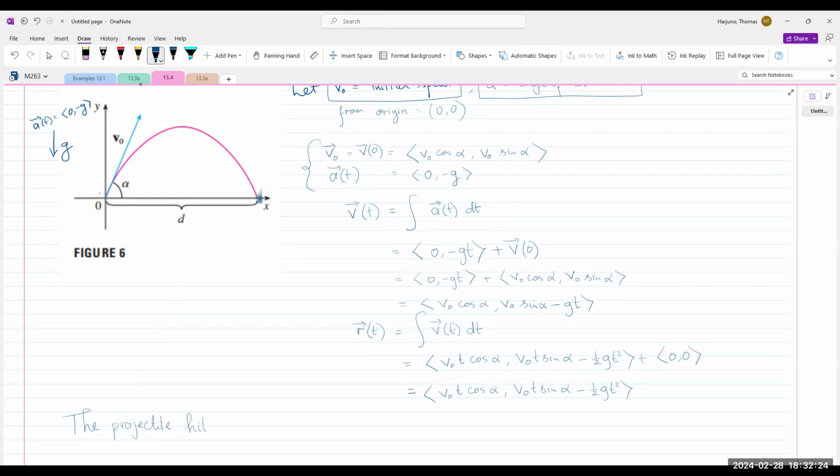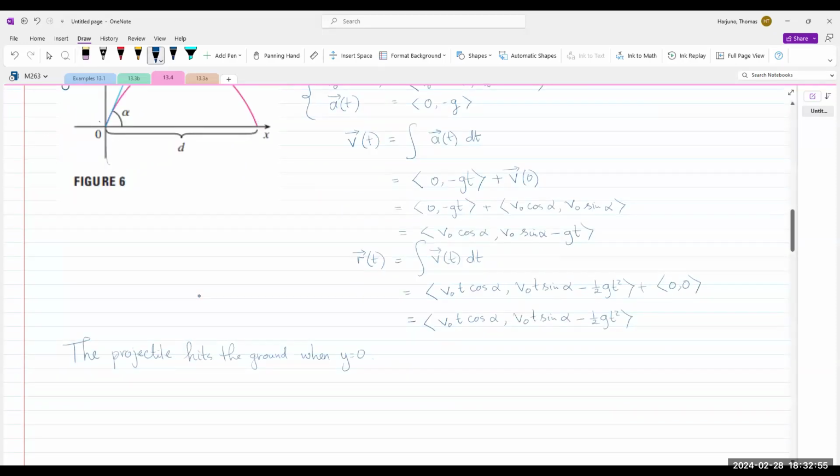The projectile hits the ground when y equals 0, right? When y equals 0. So we need to find the t when y equals 0, and then using that t, we find the x. That will give us the range.